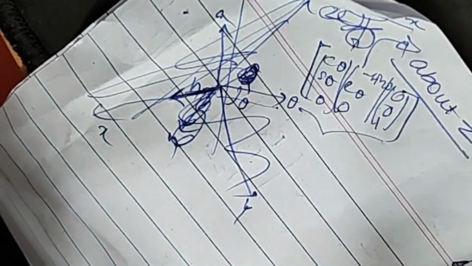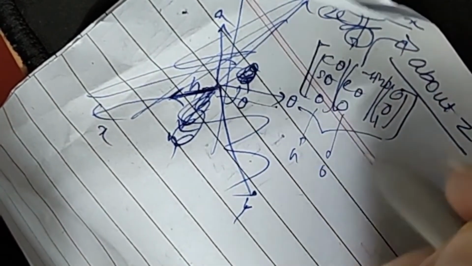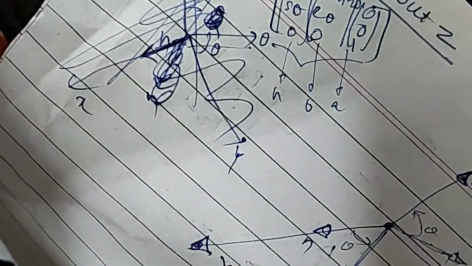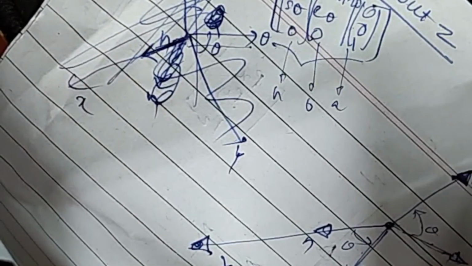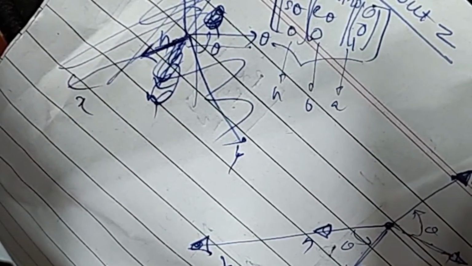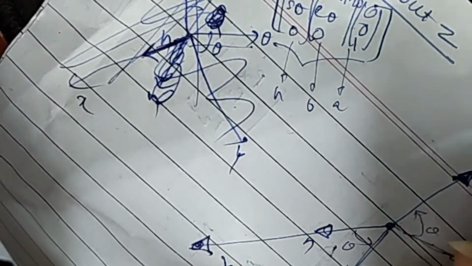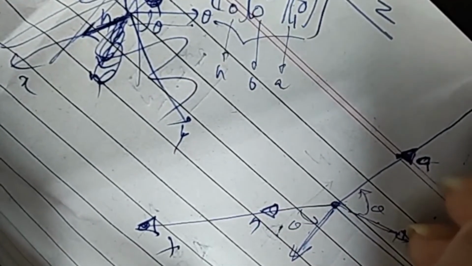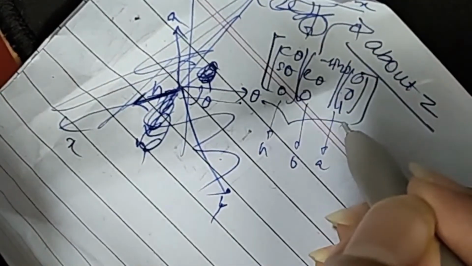So basically, what this result is are simply the N, the O, and the A axis. Exactly how this is the vector A, and this does not change because this is directly along the axis we are rotating about. So that's just constant.